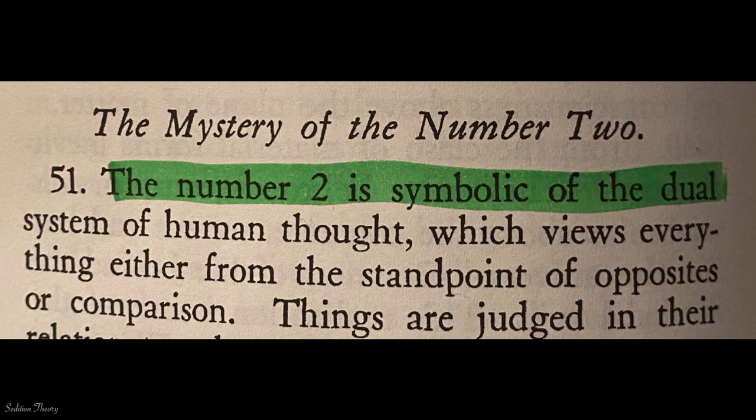The power of the One extends beyond this world. It reaches from here all the way back to where it came from. Where? The source. The number 2 is symbolic of the dual system of human thought, which views everything either from the standpoint of opposites or comparison.